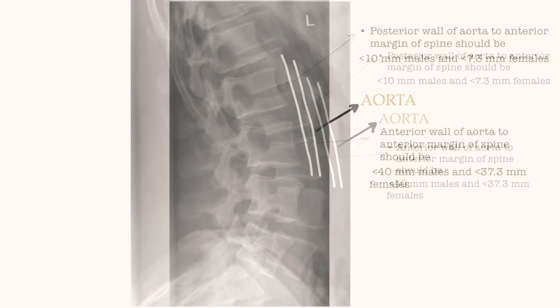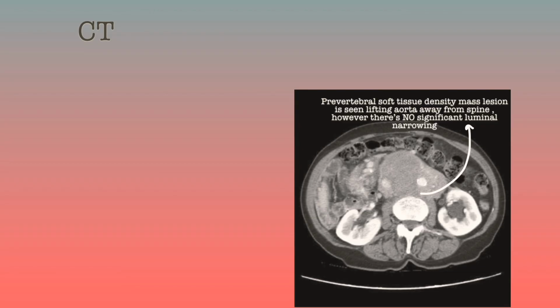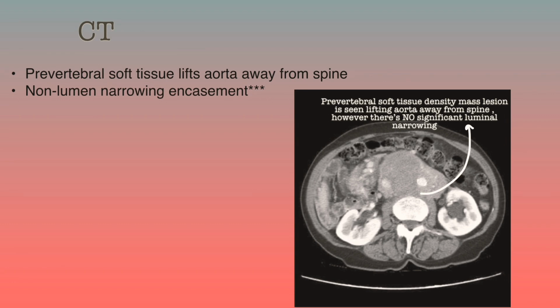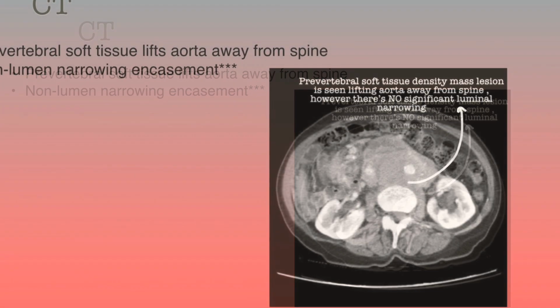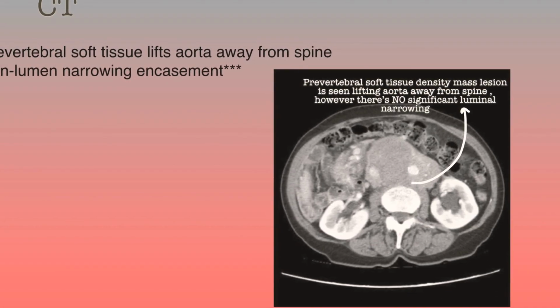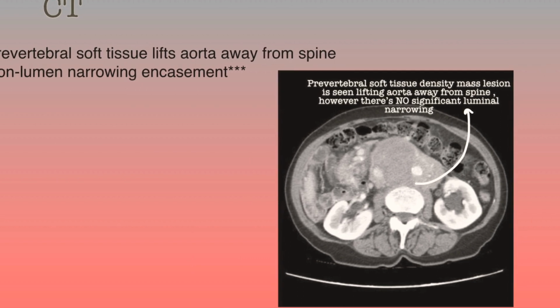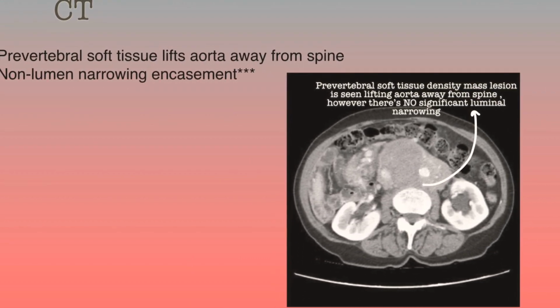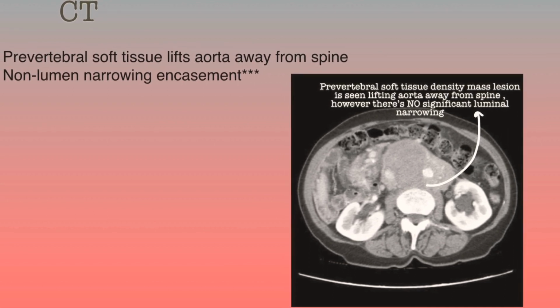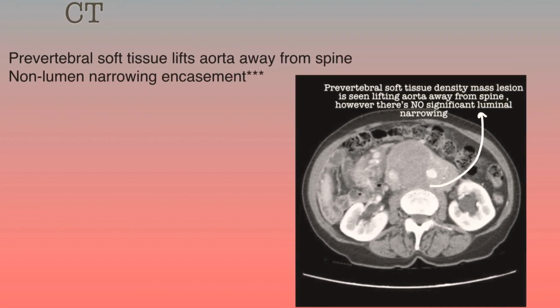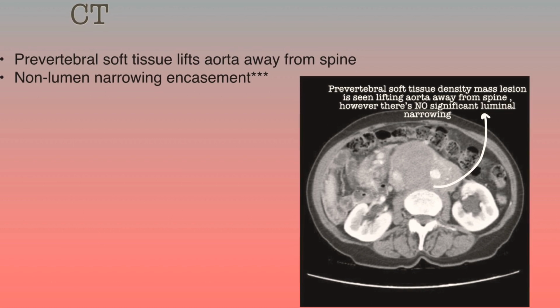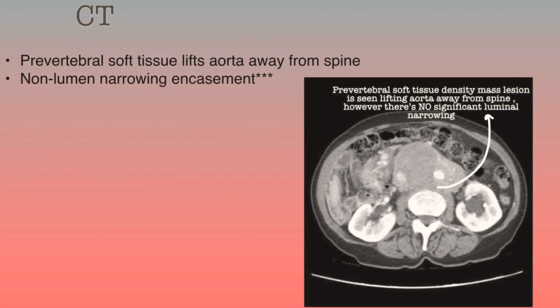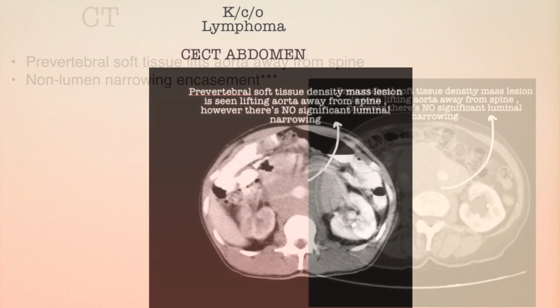So on CT, you will see prevertebral soft tissue which is lifting aorta away from the spine, and there is no lumen narrowing or encasement. This is the main point which you have to remember. So on this CT image, you can see there is a prevertebral soft tissue density mass lesion lifting the aorta away from spine. However, there is no significant luminal narrowing, which is suggestive of floating aorta sign.